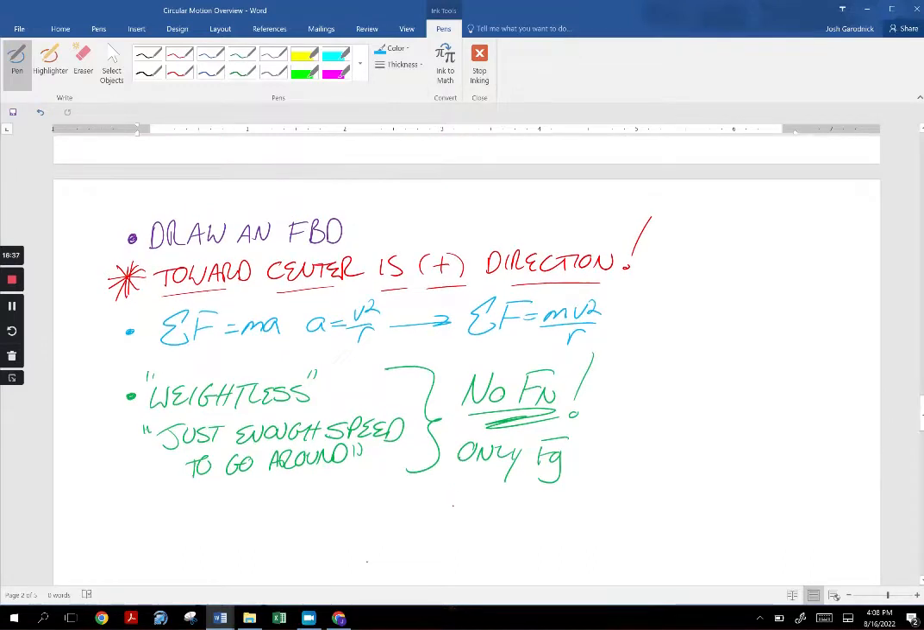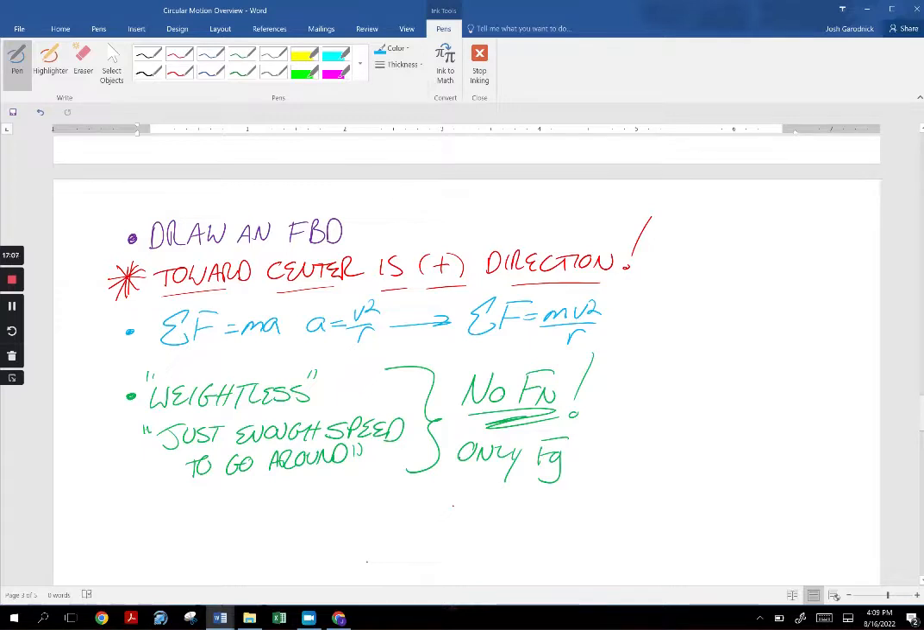Bottom line. We've been doing dynamics problems for a long time. You know where to start. You draw a free body diagram. The new thing is that towards the center is positive. It's worth labeling. I've seen people put a positive symbol right next to the force to remind them what's positive. And instead of writing the sum of the forces that cause the mass to accelerate, we know that the acceleration towards the center is v squared over r. So I just immediately go, sum of the forces is mv squared over r.